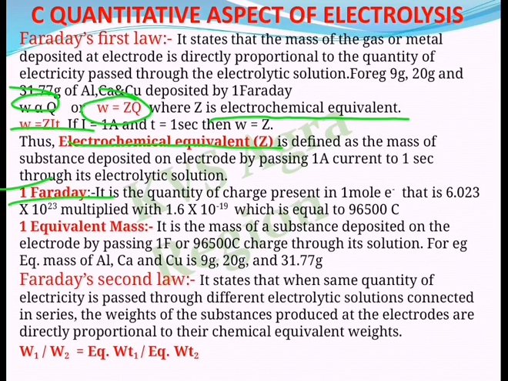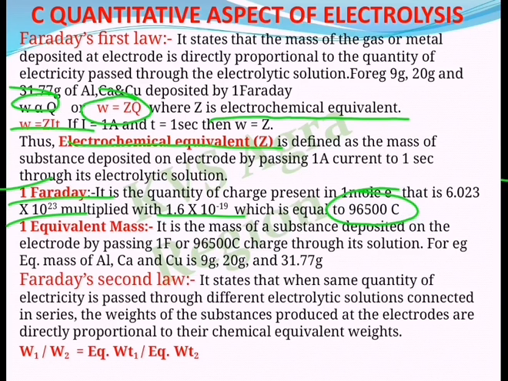1 Faraday, that is the quantity of charge present in 1 mole of electrons. You know 1 mole of electrons, that is 6.023 into 10 to the 23 number of electrons, multiplied by the charge of 1 electron. Charge of 1 electron is 1.6 into 10 to the minus 19. When you multiply these two quantities, the number of electrons in 1 mole with the charge of an electron, then you get this value 96500 coulomb. This 96500 coulomb is called 1 Faraday. That is the total charge present on 1 mole of electrons.